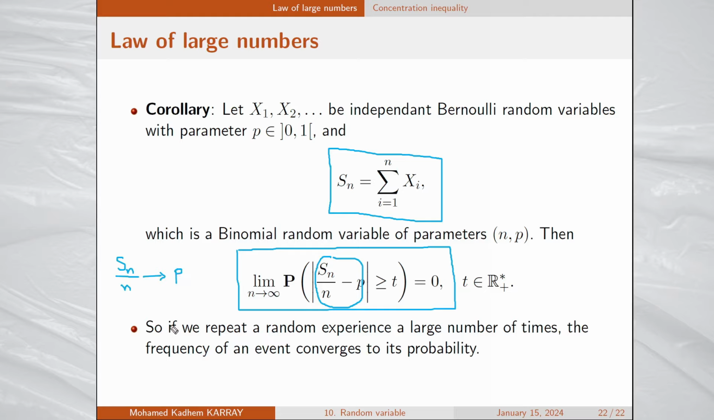So the interpretation of this result is that if we repeat a random experiment a large number of times, then the frequency of an event converges to its probability. This is a very useful application of the law of large numbers. Okay, this ends this lesson about random variables and the important theorems for these random variables.